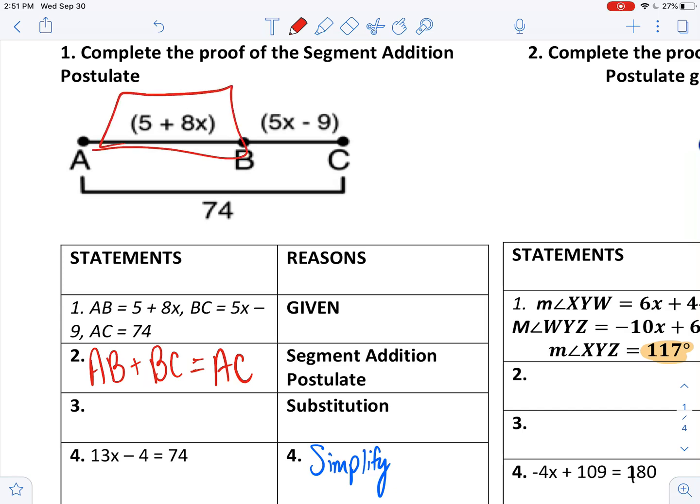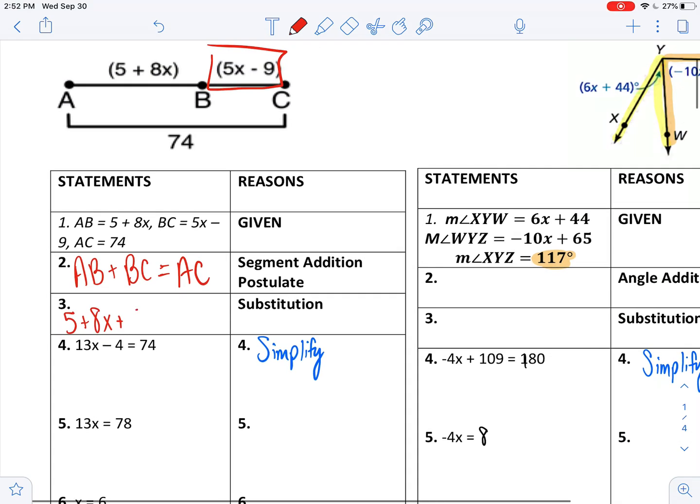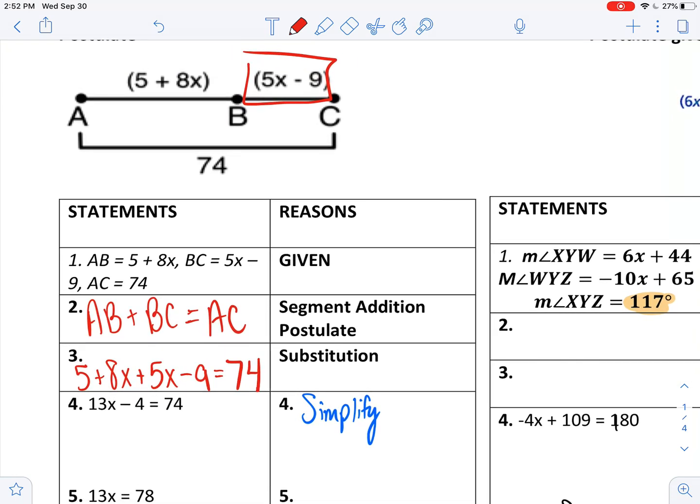AB is 5 plus 8x, rather. I'm going to add that to BC, which we know is 5x minus 9. So we have 5 plus 8x plus 5x minus 9 equals, and what is AC? AC is 74. So that's the first three steps that you're going to see on the quiz.